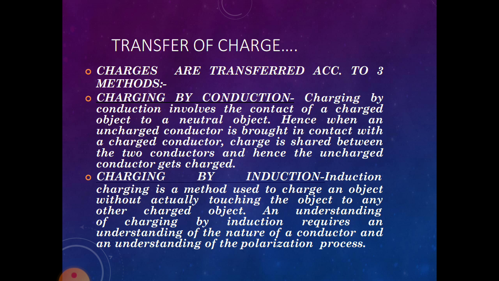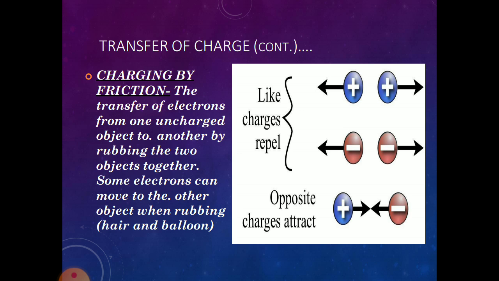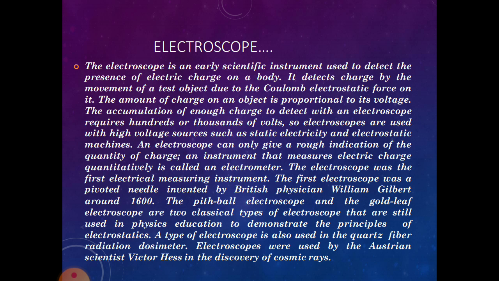Next comes charging by induction. Induction charging is a method used to charge an object without actually touching the object to any other charged object. An understanding of charging by induction requires an understanding of the nature of a conductor and an understanding of the polarization process. Next, charging by friction, the transfer of electrons from one uncharged object to another by rubbing the two objects together. Some electrons can move to the other object when rubbing. Example, hair and balloon.